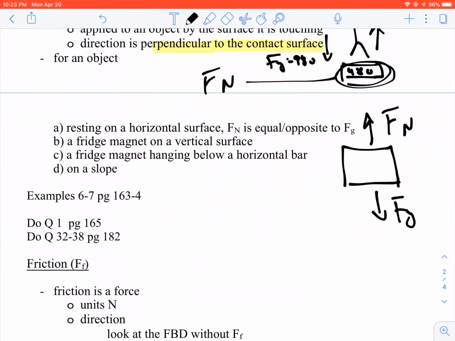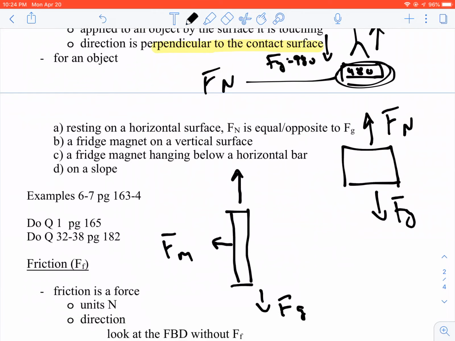If I've got a fridge magnet on a vertical surface, this is the trickiest one of the day. Here's the side of your fridge, and here's the fridge magnet. I say, what are the forces acting on this fridge magnet? Well, I know for sure the planet is pulling it down. I know for sure that there is a magnetic force in the magnet that's pulling it onto the surface. Let me get rid of that fridge for a minute because I want a free body diagram. I want to have just the body itself. It's being pulled this way by a magnetic force which is pulling it onto the fridge.